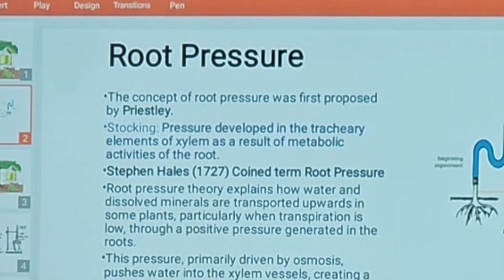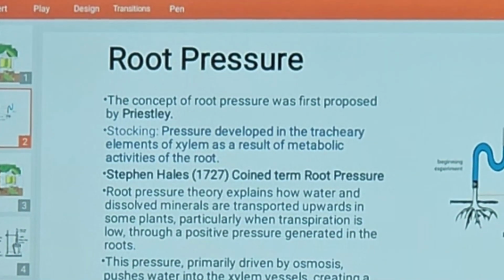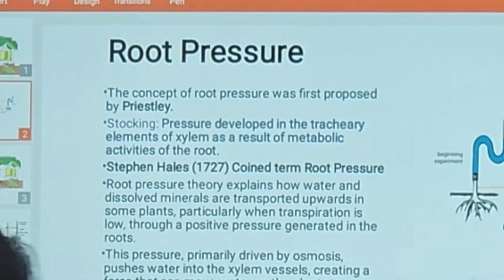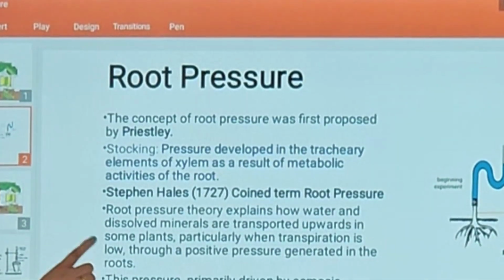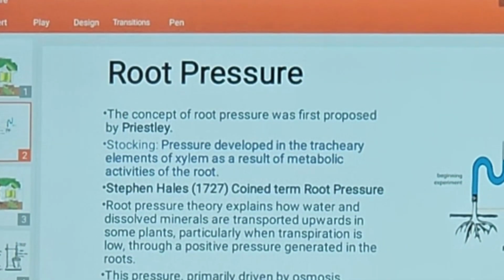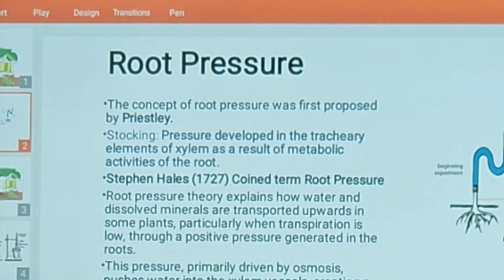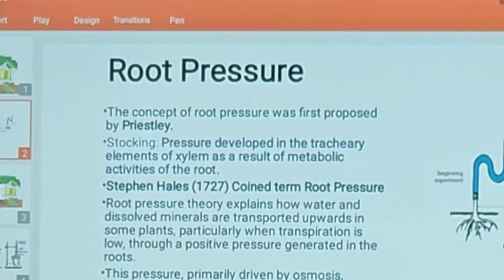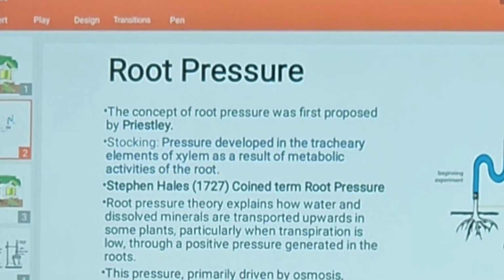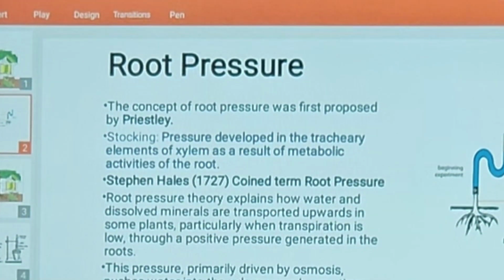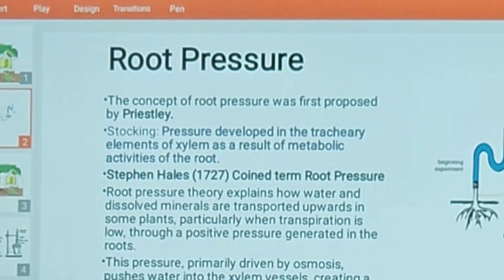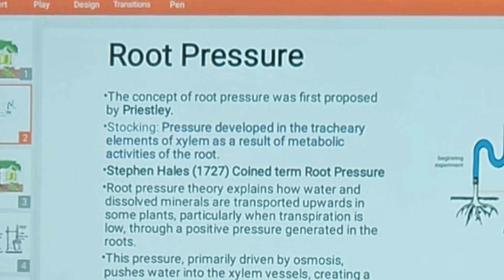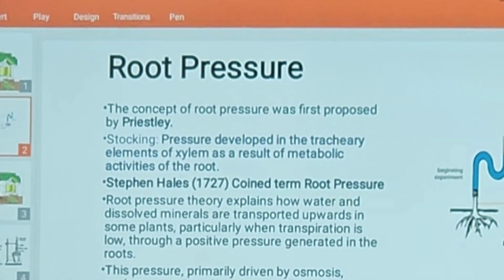The root pressure theory is an active process, and it explains how water and dissolved minerals are transported upward in some plants. Not in all, not in tall or large trees, but in small or herbaceous plants, particularly when transpiration is low, because when transpiration is low then it is difficult for water to move with the help of transpiration pull. Then there is a positive pressure which is generated in the roots, and this positive pressure is known as root pressure, and this pressure is primarily driven by osmosis.